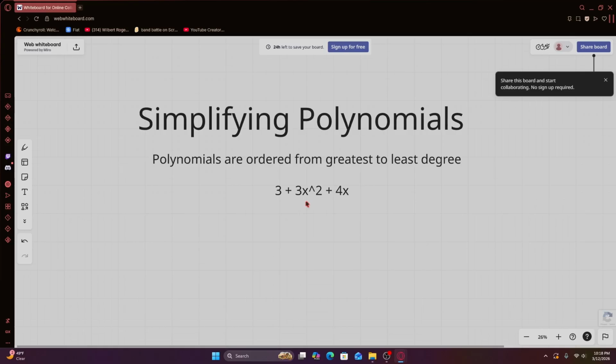So in the disgusting world of polynomials, everything has to be simplified. So polynomials are ordered from the greatest degree to the least degree. So this is an unsimplified polynomial. It's disgusting. We hate it. So we're gonna simplify this. So we're gonna look at our first term.